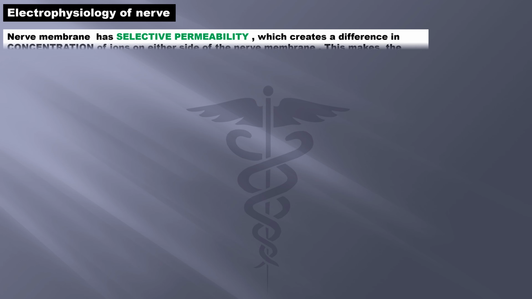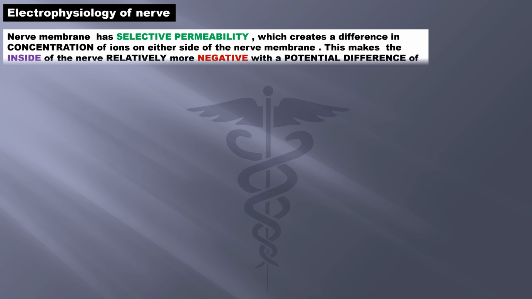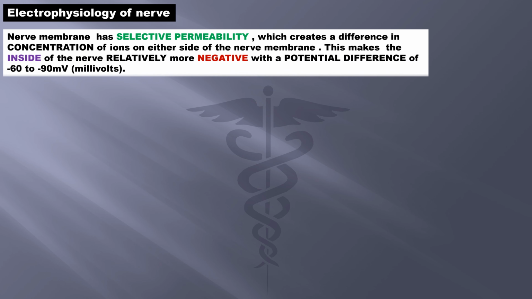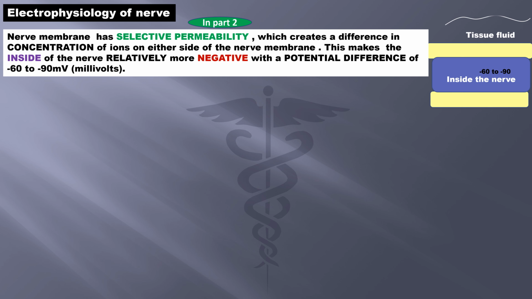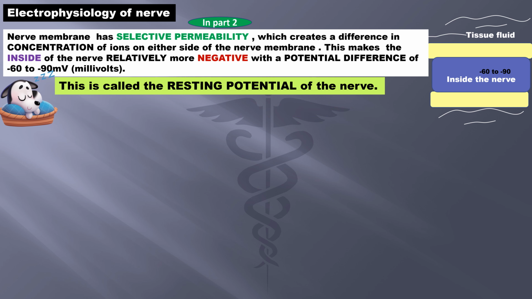Nerve membrane has selective permeability, which creates a difference in concentration of ions on either side of the nerve membrane. This makes the inside relatively more negative with a potential difference of -60 to -90 millivolts. It is called the resting potential of the nerve.